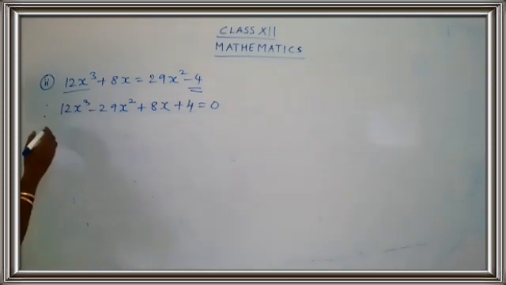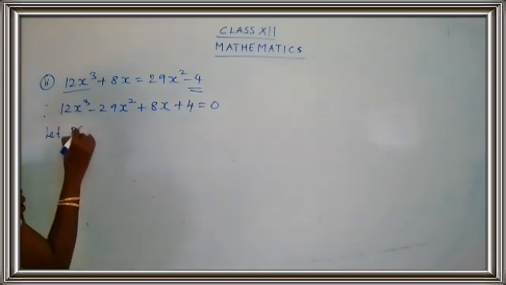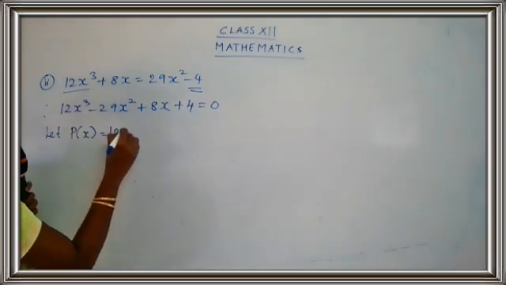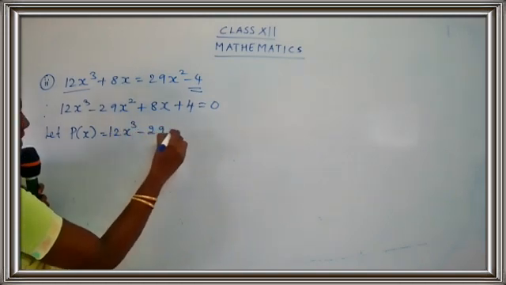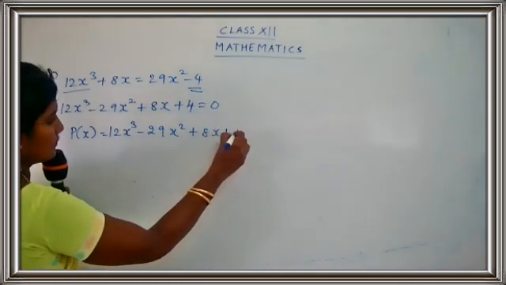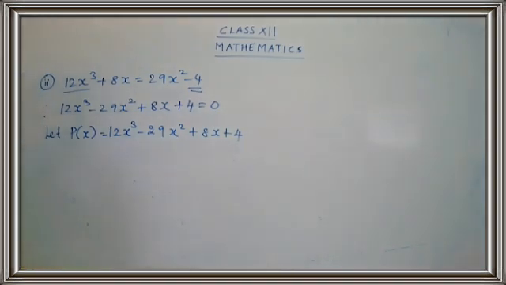Okay, children. So consider p of x is equal to 12x cube minus 29x square plus 8x plus 4. I am considering the polynomial as 12x cube minus 29x square plus 8x plus 4. Now I just don't know what the root is. I'm just going to solve the equation. What is the meaning of solving the equation? You have to find out the value for x. So I'm just going to go for a trial and error method.